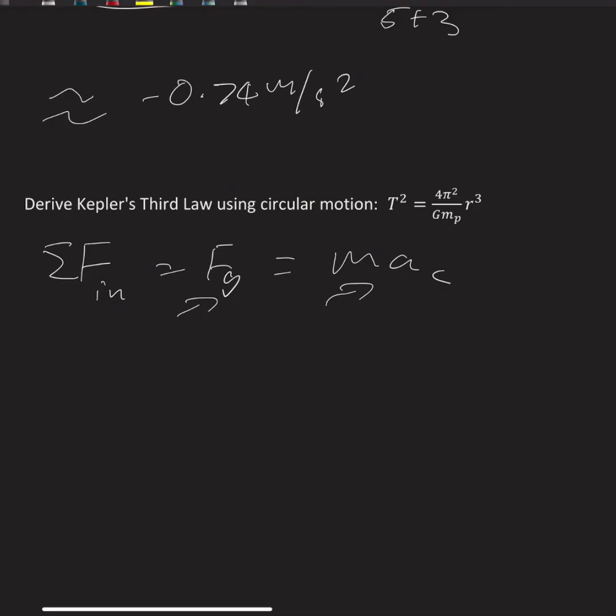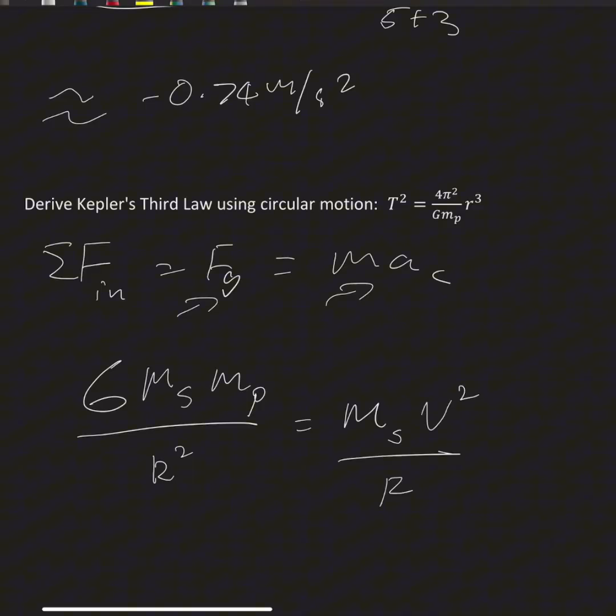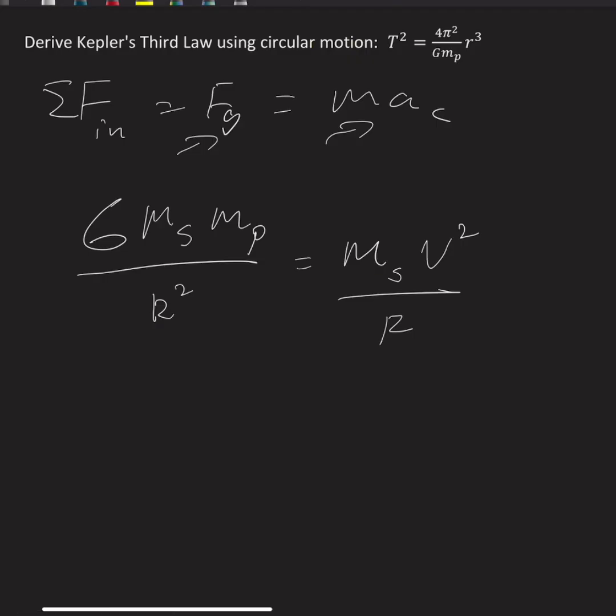So we can say that G times mass of satellite times mass of the primary over R squared is equal to m a_c, mass of satellite times velocity squared over R. We see the m's cancel out, and one R cancels out. So v squared is equal to G M_P over R.